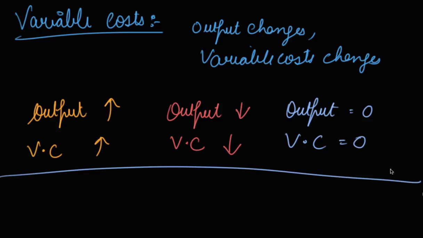Because if you're not producing anything, then why would you require raw material? You won't purchase raw material if you're not producing anything. So your raw material cost will be 0 if your output is 0. So variable costs are the costs that are incurred by the producer on the variable factors of production, and these costs change with the change in the output. Let us see with the help of a diagram.